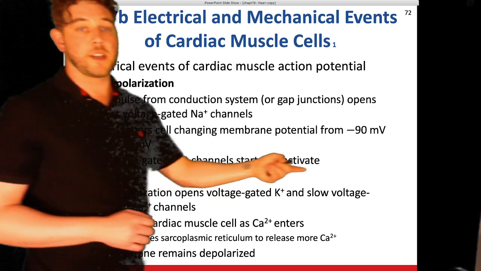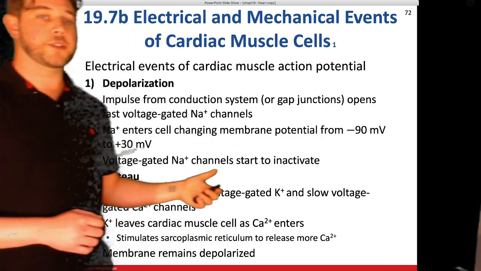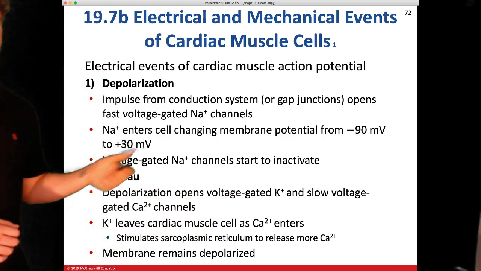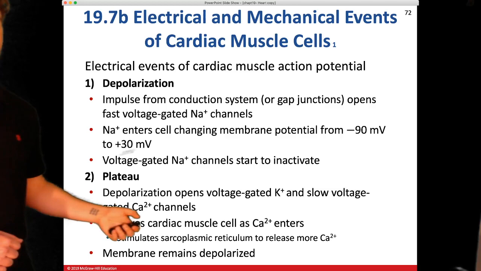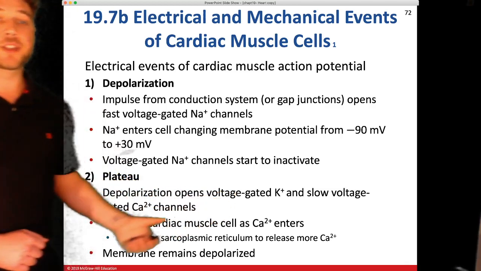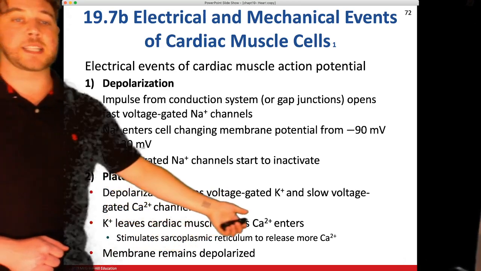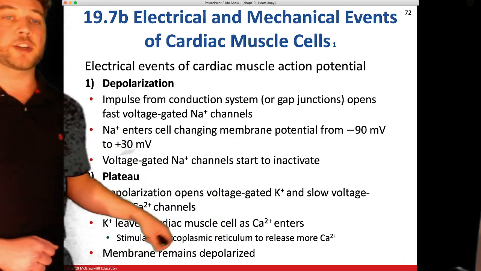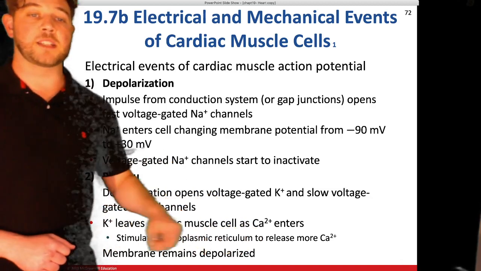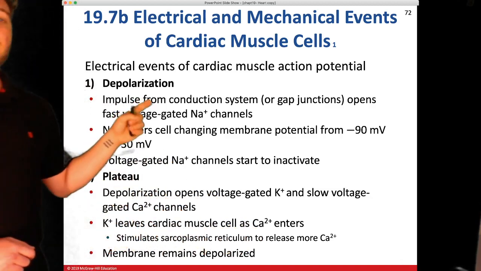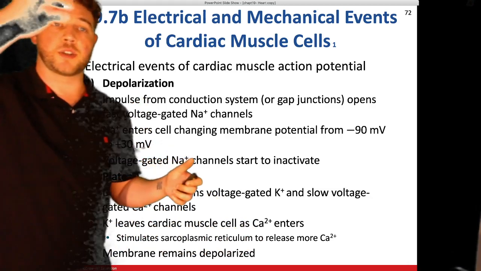So your cardiac muscle cells, they rest at -90. The voltage-gated sodium channels start to inactivate once they get to the +30. You then hit a plateau. The depolarization opens voltage-gated sodium and slow voltage-gated calcium channels. The sodium enters the cardiac muscle cell as calcium enters and stimulates the sarcoplasmic reticulum to release more calcium, and your membrane remains depolarized. So you have all of this sodium coming in and immediately jumping and depolarizing your cell membrane.